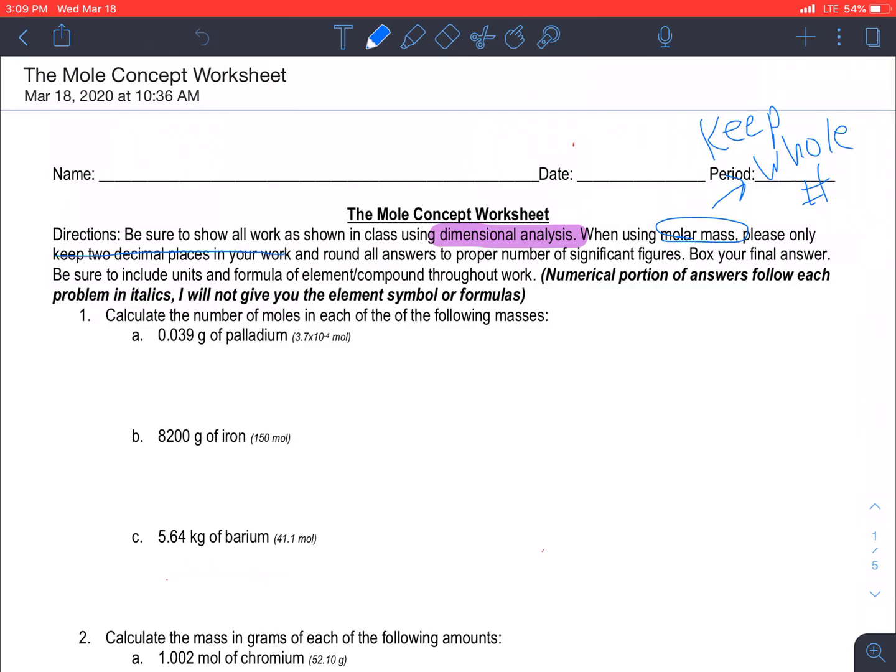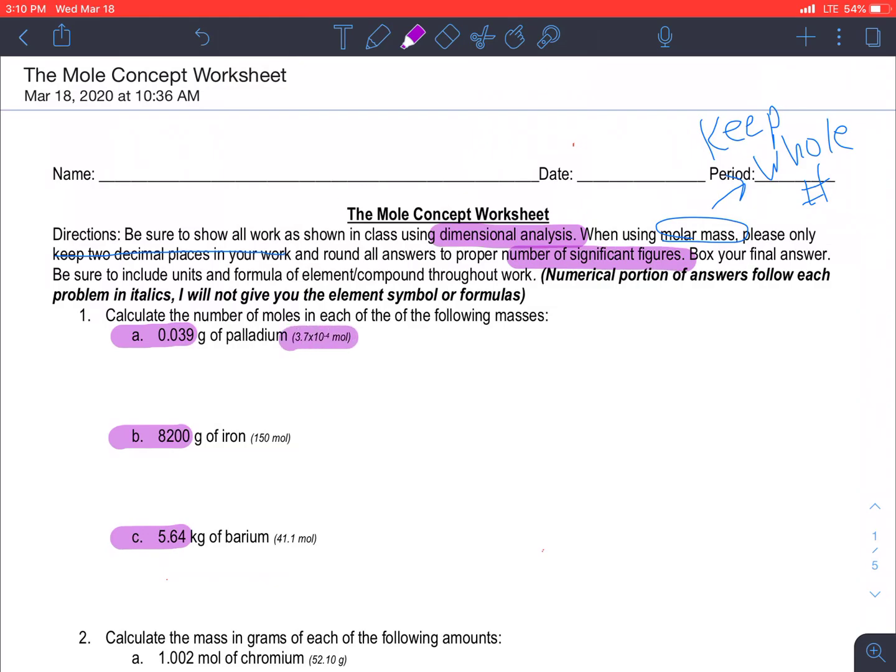Okay, so round all answers to the proper number of significant figures. For significant figures, you can typically look at what you start with. For an example, in this problem here, we only need 2 significant figures in our answer, and in this one, 3 significant figures. Box your final answer. Be sure to include units and the formula of the element or compound.